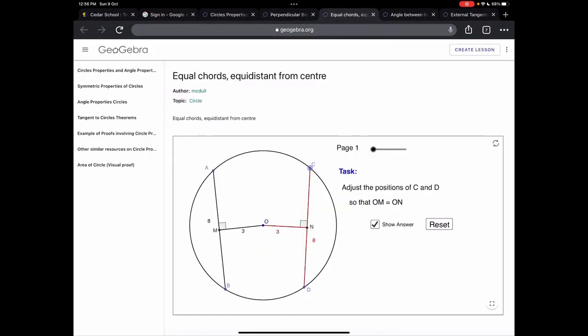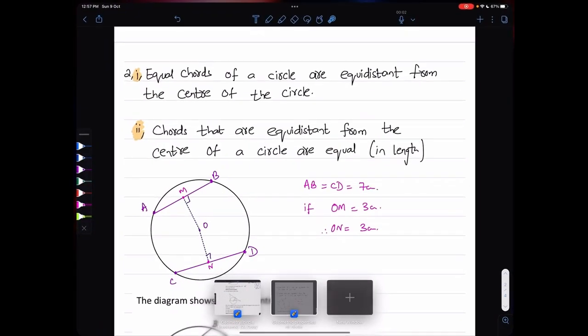If I say that AB is, let's say, 8 centimeter, and I try to adjust the chord CD to 8 centimeter, when AB is 8 centimeter and CD is 8 centimeter as well, you can notice that the distance OM and ON is also equal, and that is going to be the case every time. The distance of equal chords from the center of a circle must be the same, must be equal as well.